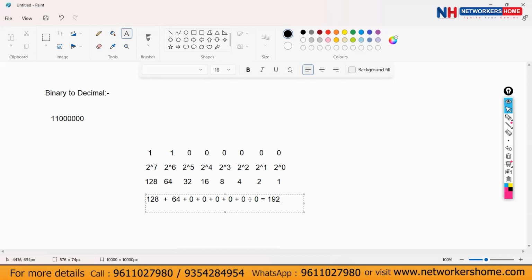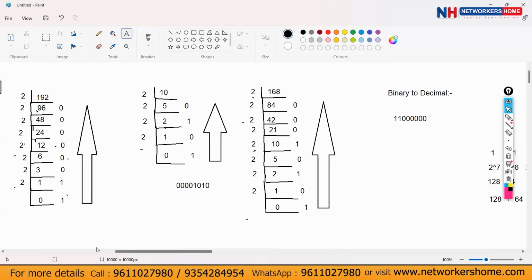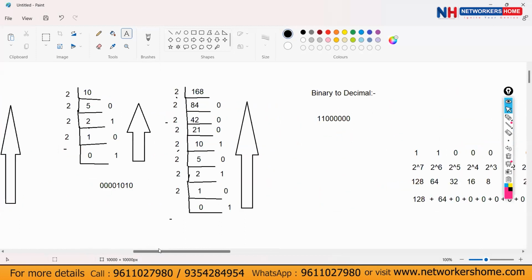You need to multiply the binary number with the base value: 2 power 0, 2 power 1, 2 power 2, 2 power 3. When you convert, 2 power 7 will be 128. The values for 2 power 7, 2 power 6 and so on are 128, 64, 32, 16, 8, 4, 2, 1. Then multiply this with the binary number, whichever they have given. After multiplication, add them. You will get 192. Now, can you try for 168? 1010, 1000.